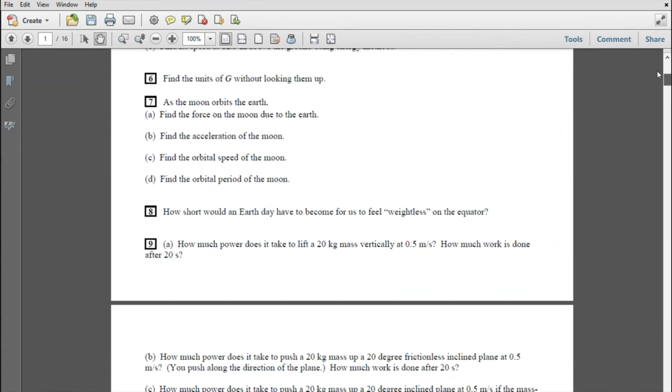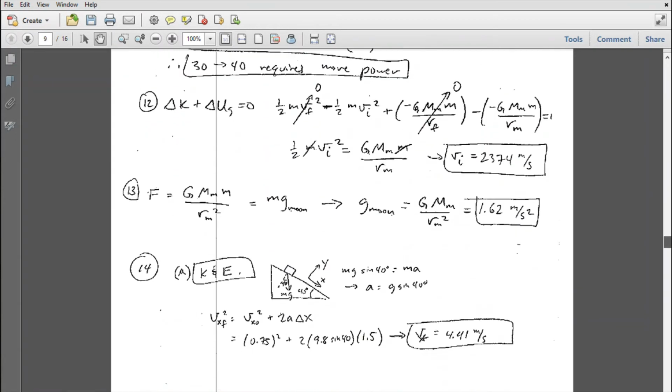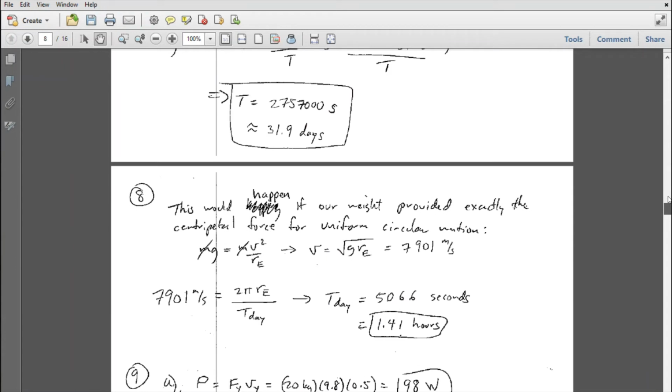All right, problem 8. How short would an Earth day have to become for us to feel weightless on the equator? In this case, if we're on the equator, we're in uniform circular motion, and the radius of the circle that we're going on is the radius of the Earth. So what we can do is a free body diagram for the person on the equator who's going in a circle of radius, the radius of the Earth.